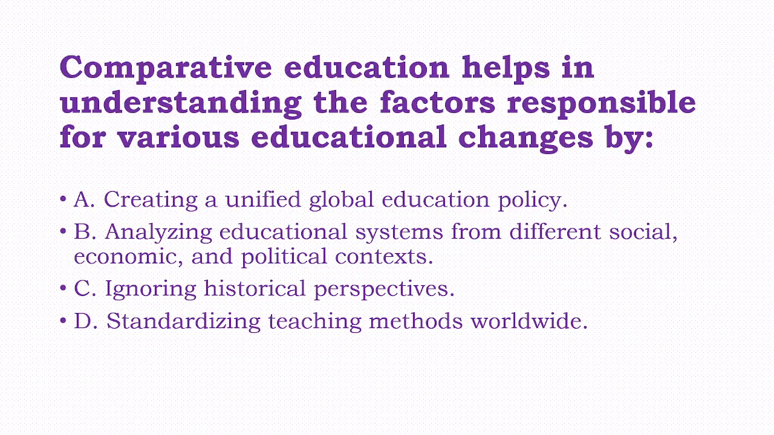Next, comparative education helps in understanding the factors responsible for various educational changes by, options: creating a unified global education policy, analyzing educational systems from different social, economic, and political contexts, ignoring historical perspectives, standardizing teaching methods worldwide. Answer of this question is option B, that is analyzing educational systems from different social, economic, and political contexts.